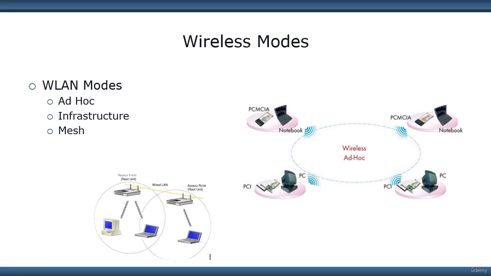It's not the same thing as a hotspot. In infrastructure mode, you're connected to an access point, and the access point is connected to a wired network. And then a mesh could be a combination of the two, essentially. You can have multiple wireless connections active at any given time, and so if you're in a mesh, that's what that would be.